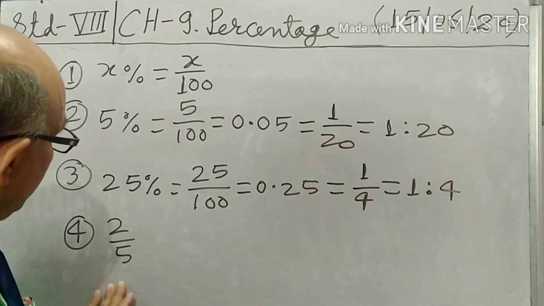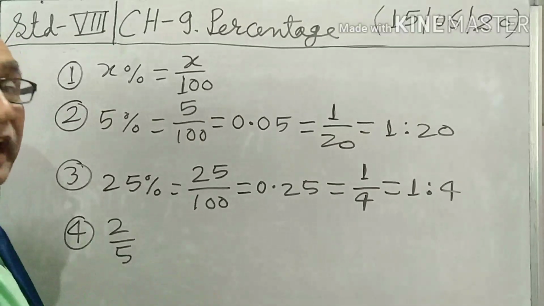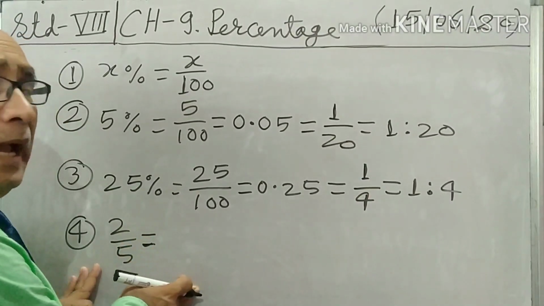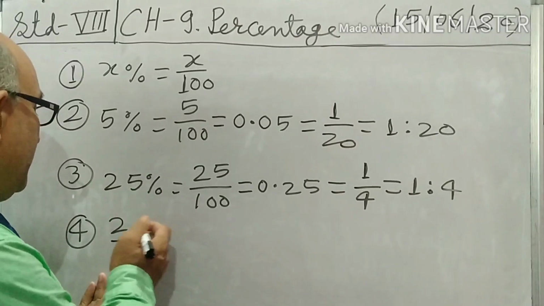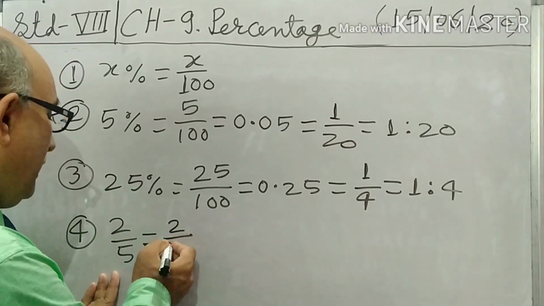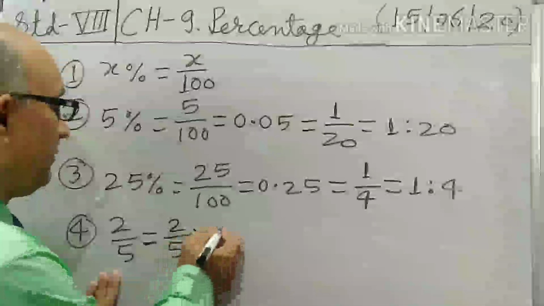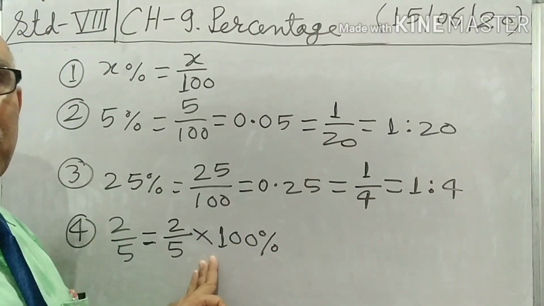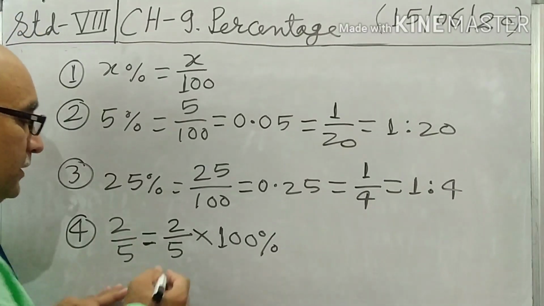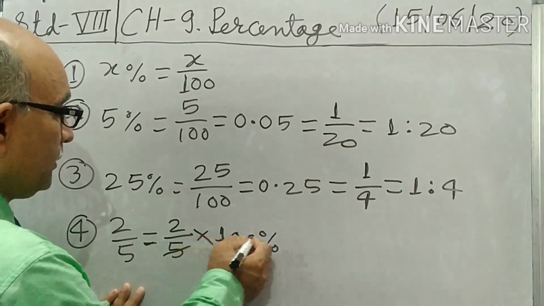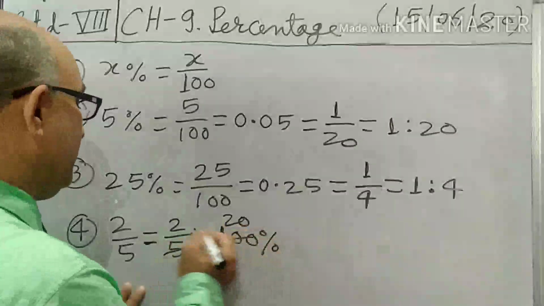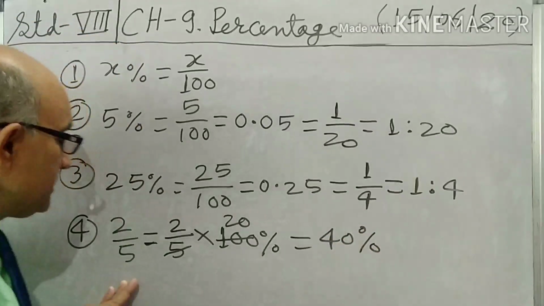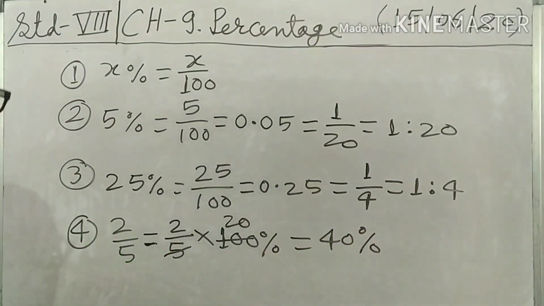Students, a number is 2 by 5, a fractional number. To change it into percentage, we multiply it by 100. 2 by 5 multiplied by 100%. Cancel it: 5 twenties are 100, and 2 twenties are 40%. That means 2 by 5 is 40%.